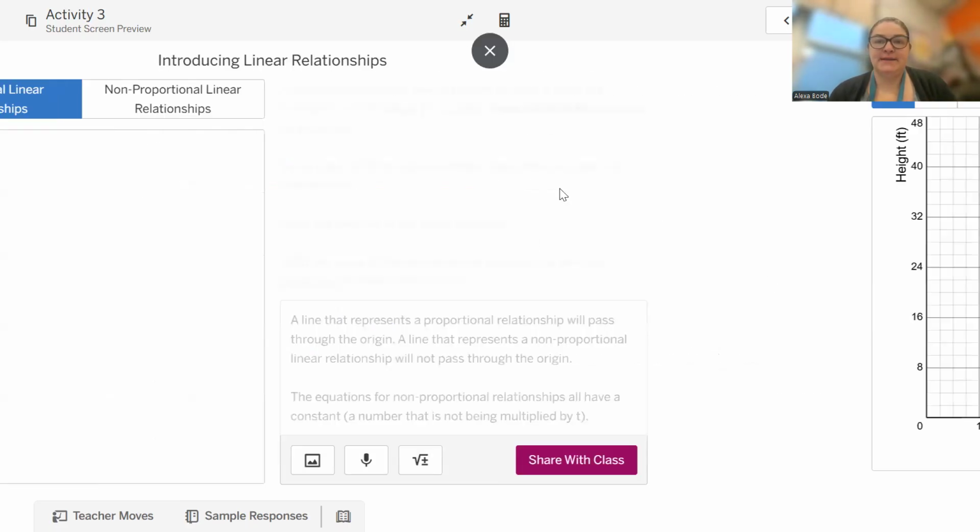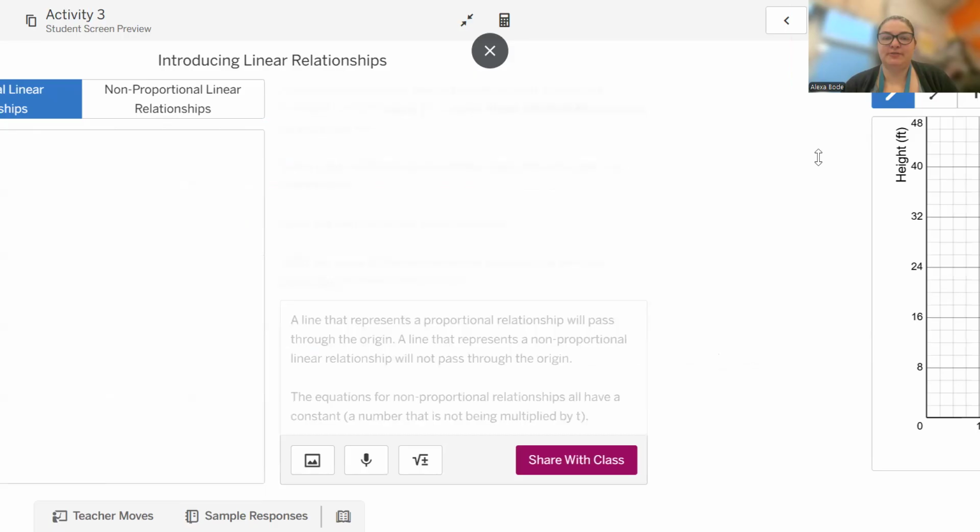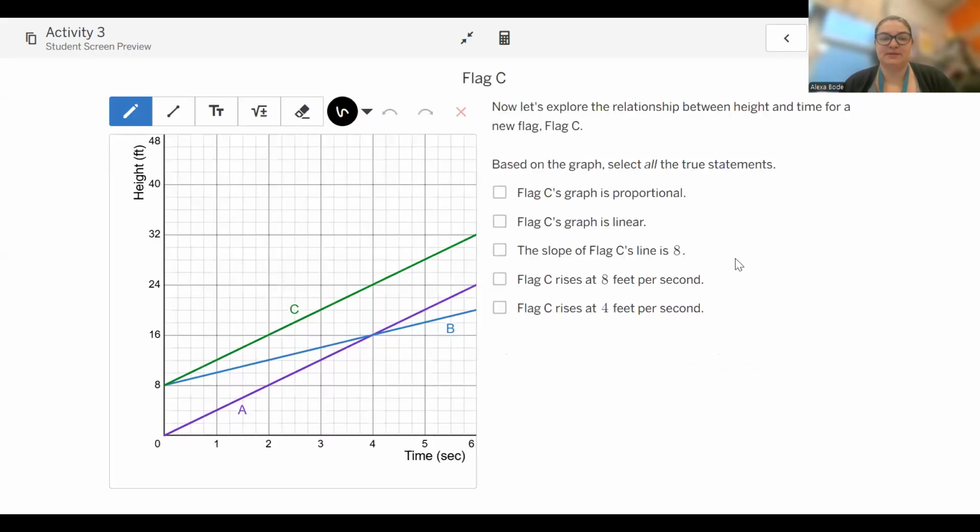Okay, slide number 8, we now are introducing flag C in here. So now let's explore the relationship between height and time for a new flag, flag C. Based on the graph, select all the true statements. Flag C is proportional. Well, our green line, does that green line start at 0, 0? No. So it is not proportional.